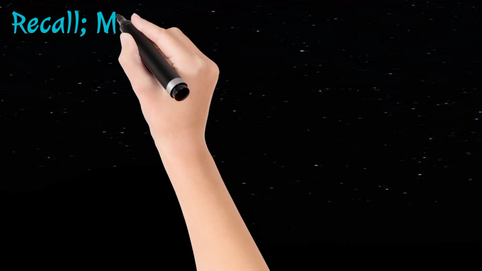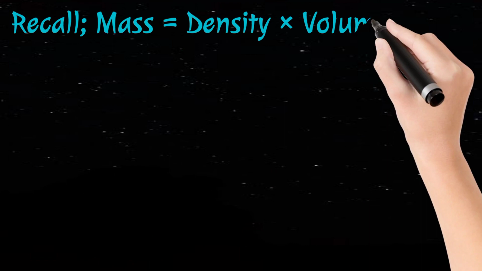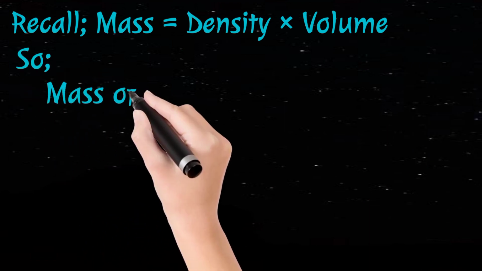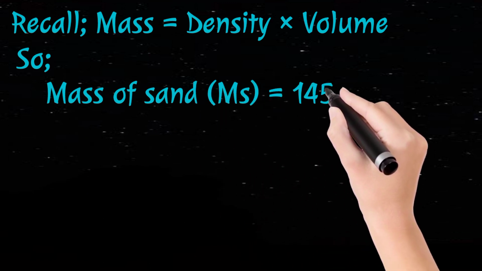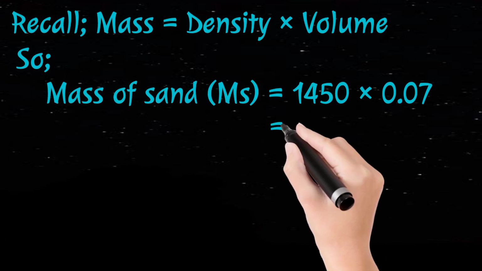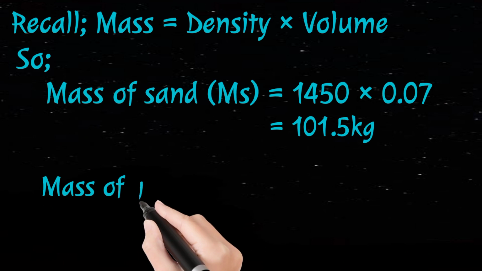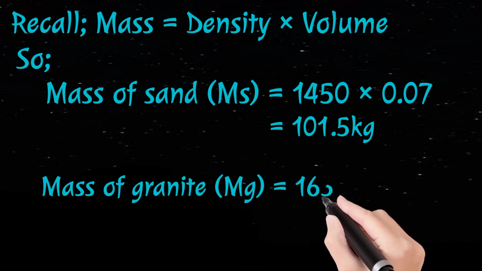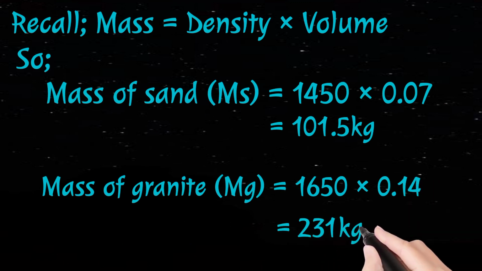Okay, so we are doing it gradually. From our basic physics, the formula for density is the mass of a material to the volume of that same material. Interchanging the subject of the formula, making mass the subject, we have mass of sand to be density of sand times the volume of sand, and these two other parameters are known. So 1,450 multiplied by 0.07, we have 101.5 kg.